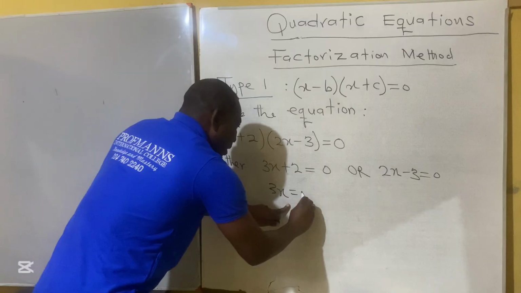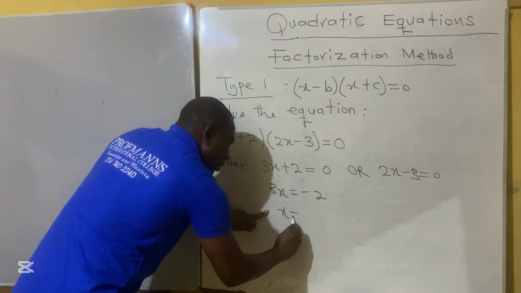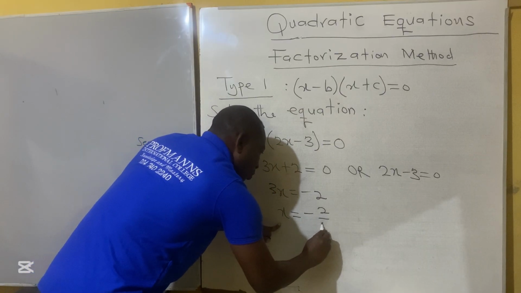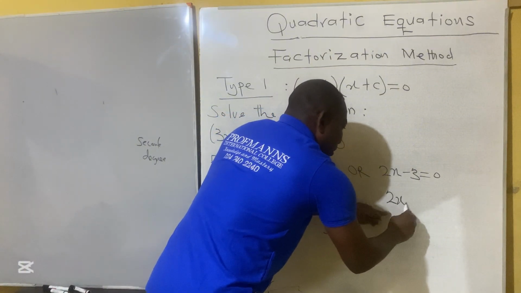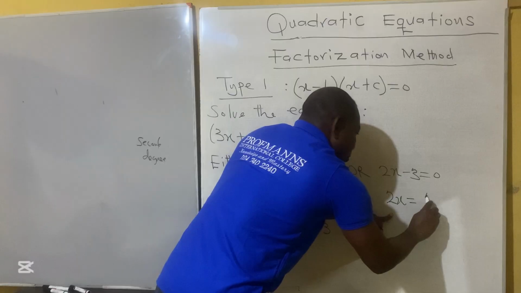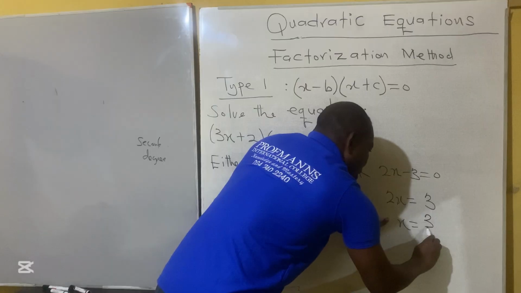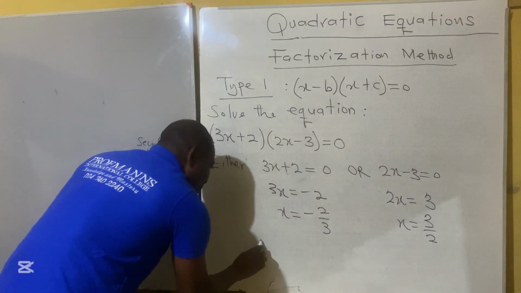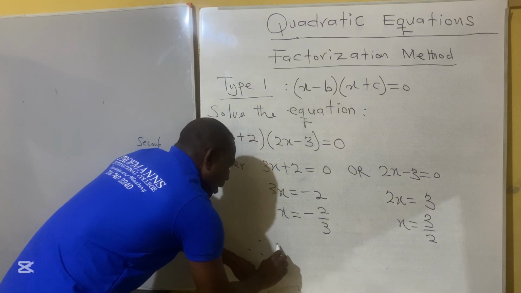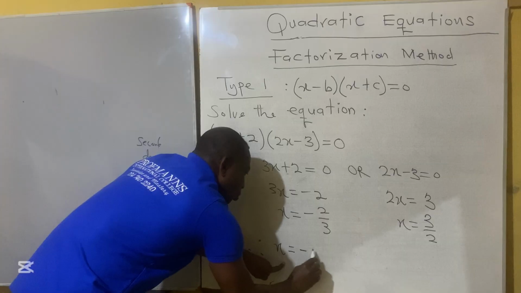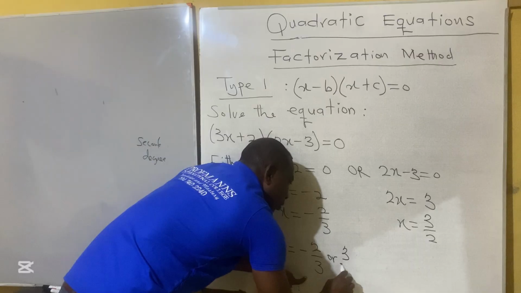This crosses the equal to sign, minus 2. So we divide both sides by 3. x is equal to minus 2 over 3. Here, grouping like terms, we have 2x. This crosses the equal to sign, gives us positive 3. We divide both sides by 2. x is equal to 3 over 2. So we say, therefore, the roots of this quadratic equation are x is equal to minus 2 over 3 or 3 over 2.